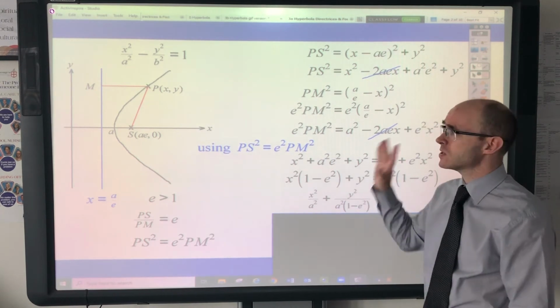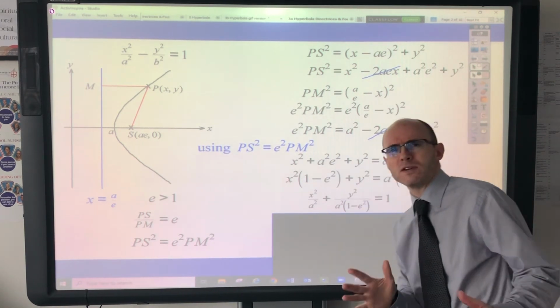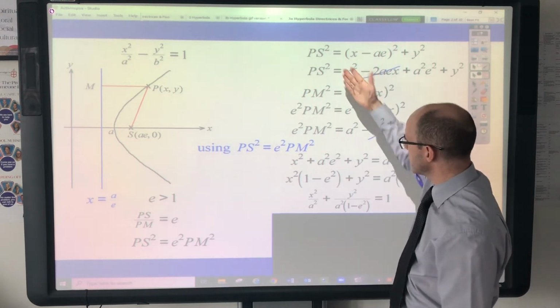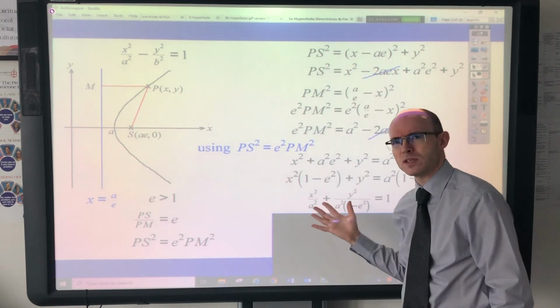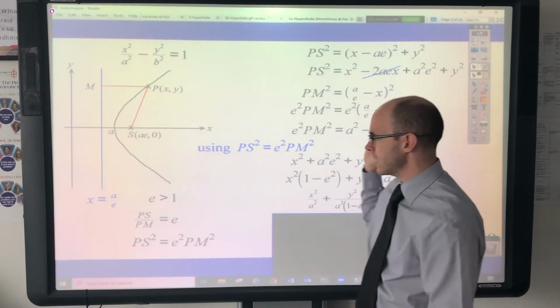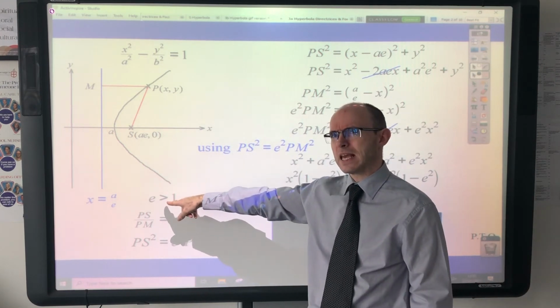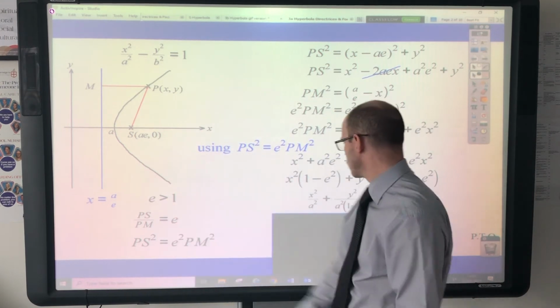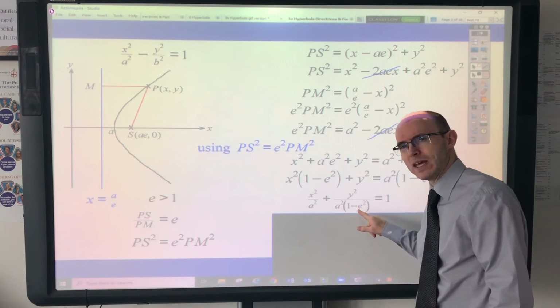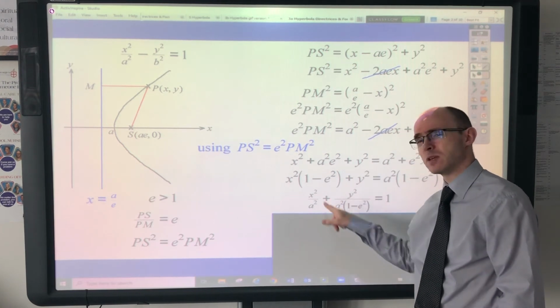And then, because it's a hyperbola, what's the difference? So far the working is exactly the same as the ellipse, but what's the difference? Do you know what it is? It is that, isn't it? It's e is greater than 1. Because you can see here, when e is greater than 1, this bit here is going to be negative.